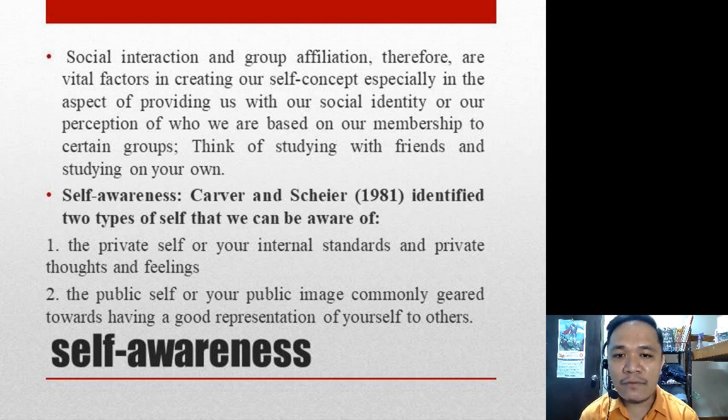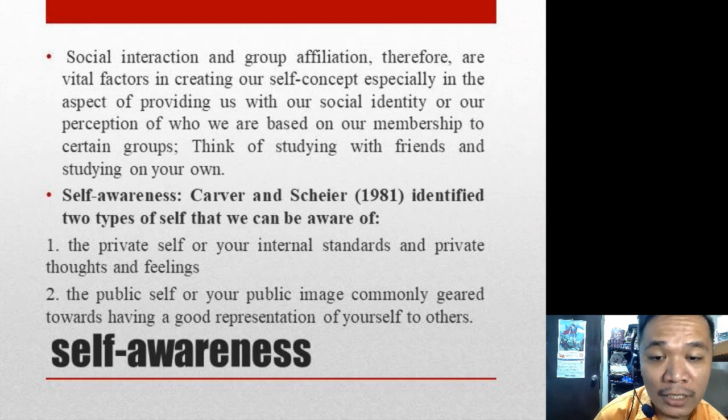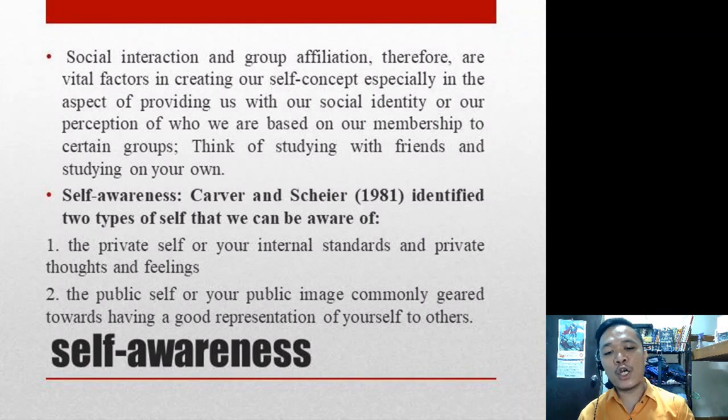Self-awareness: Carver and Scheier, 1981, identified two types of self that we can be aware of. Number one is the private self, your internal standards and private thoughts and feelings. Number two is the public self, your public image, commonly geared towards having a good representation of yourself to others. So self-awareness is how you project your private self. What are the things that are important to you, your plans, everything that you keep inside, but you show to other people through what you call the public self. The public self is how you represent yourself to other people.